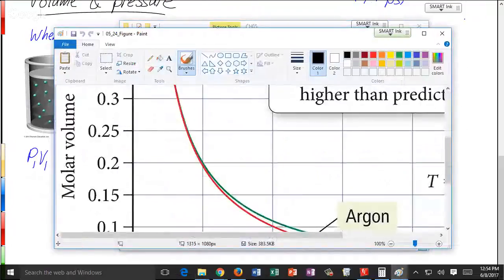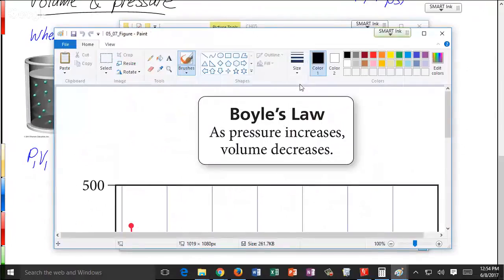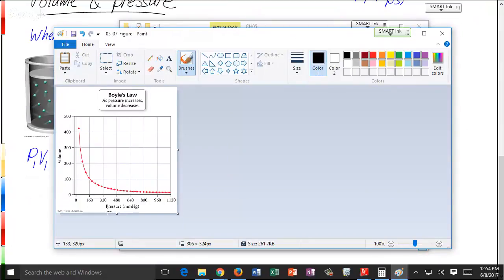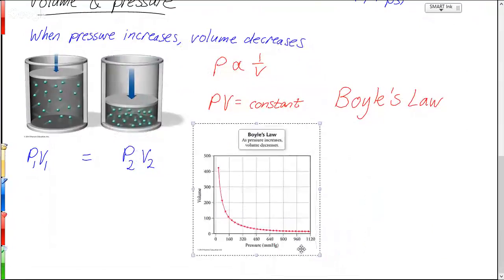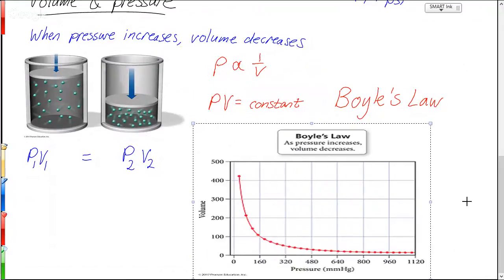Graphically, that's going to look like, oh, not that. There. Is that like an alpha? Yeah, I just mean it's proportional to, because it's not equal to 1 over V, because there's a constant involved.